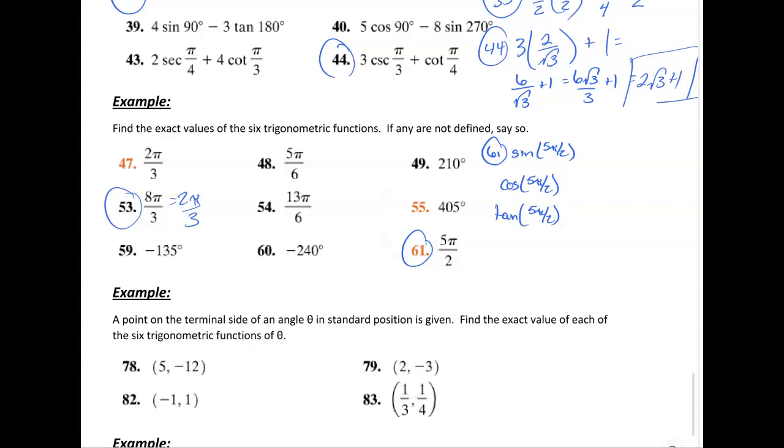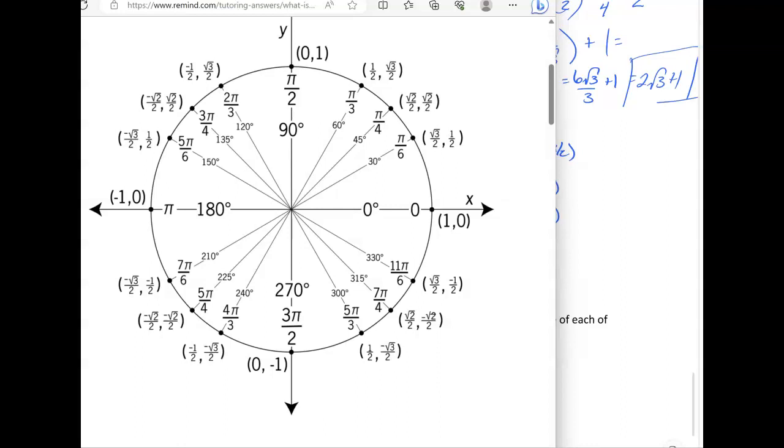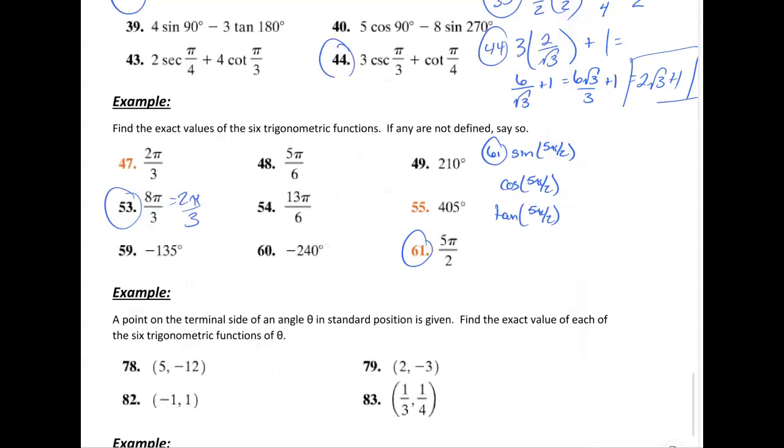So going back to my unit circle, I've got to figure out where is 5 pi over 2. So we've got pi over 2, 2 pi over 2, 3 pi over 2, 4 pi over 2, 5 pi over 2. 5 pi over 2 is the same thing as pi over 2. So if I want to find the sine, that is the y value. Cosine is the x value. Tangent is y divided by x, which is 0 here. So now that we know those, let's find the other trig functions.